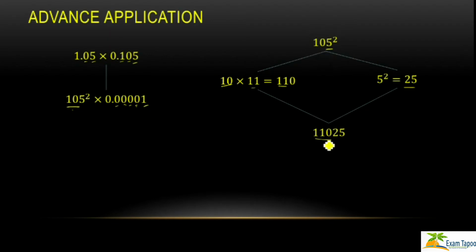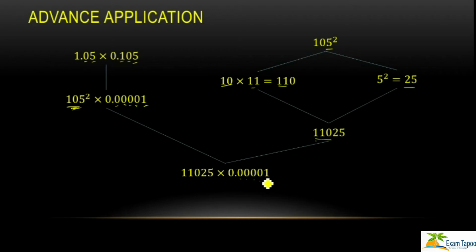Okay. Now I will substitute the result of this calculation, that is, I will substitute the value of 105 square, 11,025, just here. So in place of 105 square, I can write 11,025. So this will give you the result like this: 11025 times 0.00001. So what is the next step?